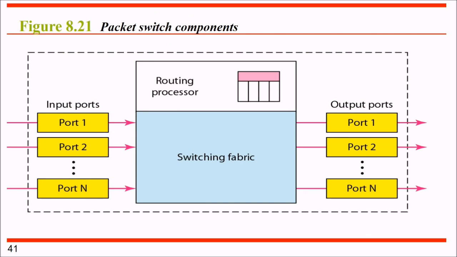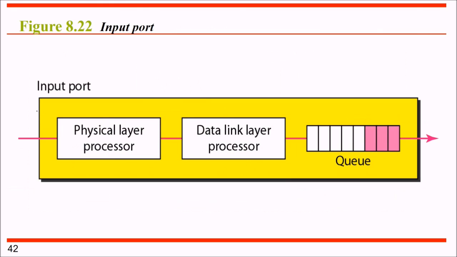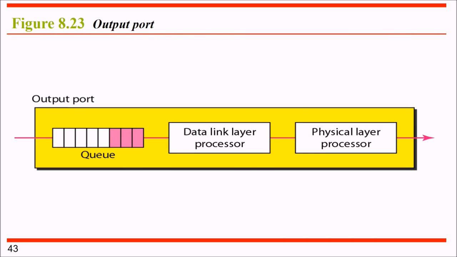And with packet switch components, for packets we ought to know the input and output ports. So we have a routing processor and a switching fabric, which decides the output port for the input ports. In the input port we have a physical layer processor, also a layer 2 processor, that is layer 1 and layer 2 processors. Then we have a queue which queues the data packets. And in the output port again we have a queue which gets the data, a layer 2 processor and a layer 1 processor.